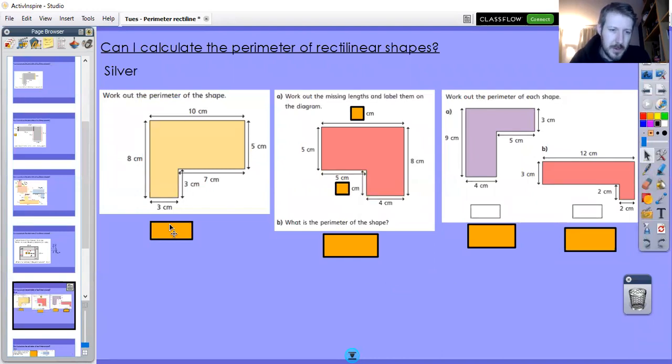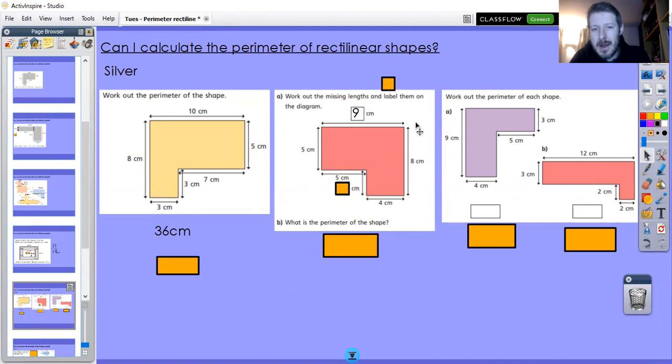Okay, so the perimeter for this one was 36 centimeters. The missing side here, hopefully you realize that this bit was 5, this bit was 4, which makes that length there 9. And then this length here, we've got the 8 here, you take away that 5, and you end up with 3. And then you add them all together to find the perimeter, which hopefully you got 34.